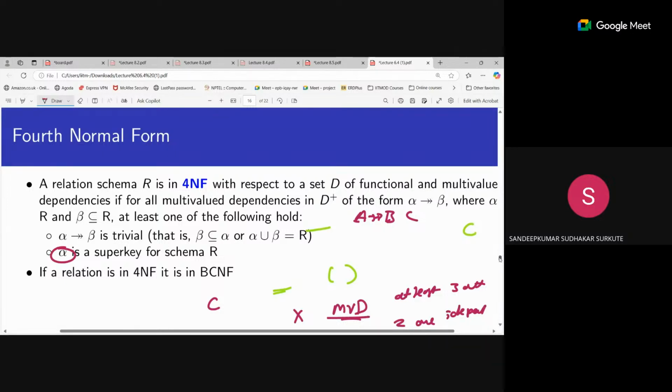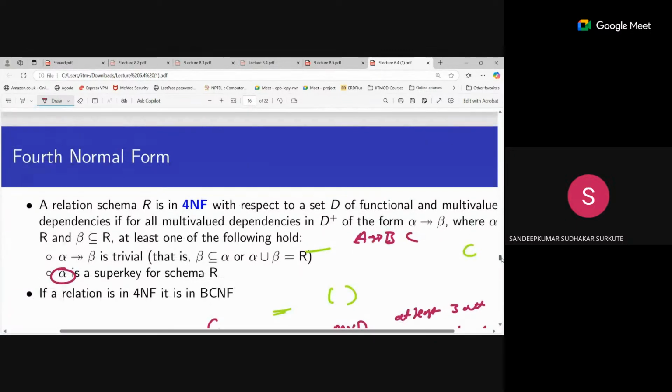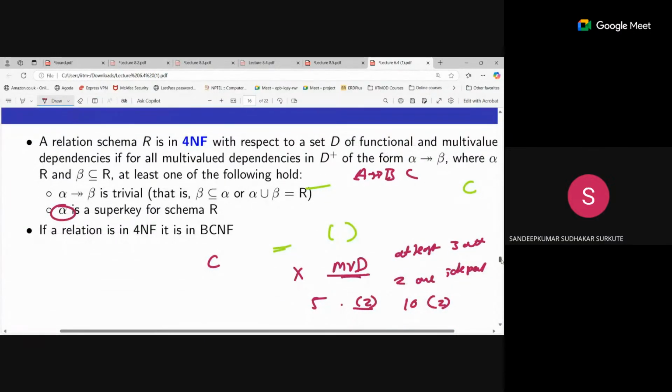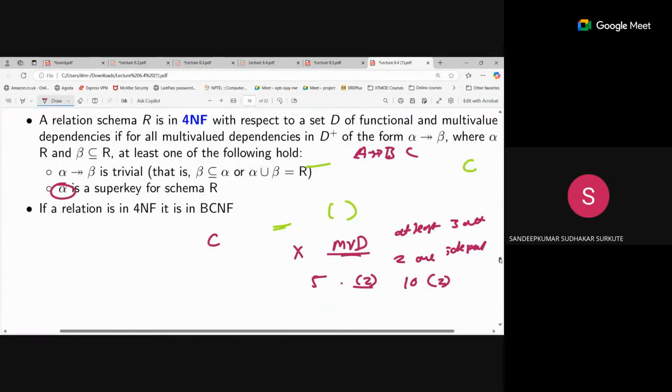That A couldn't be a super key, right? And A multi determines BC is also not trivial. So now ABC is not meeting any of these criteria. But still, it is in 4NF. Sir, I don't know if it is in 4NF. If you ask me to check with the conditions, I would say ABC is not in 4NF.